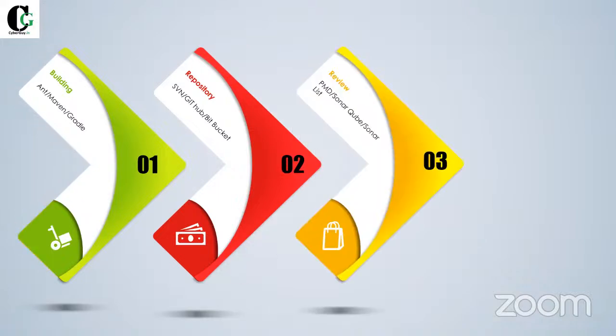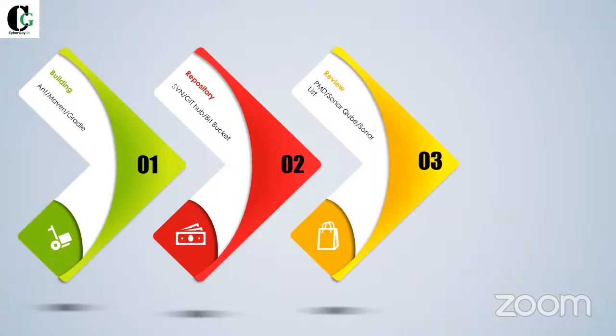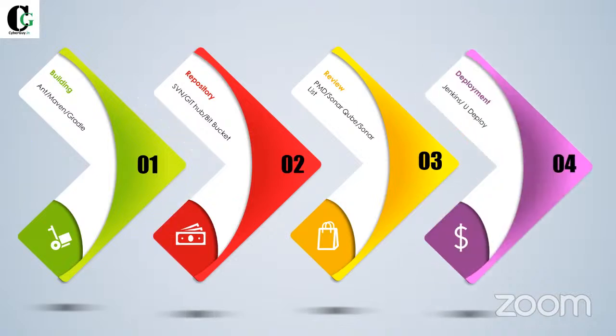And next, we have to review the code. To review the code, we can use PMD, SonarQube, SonarLint. Among those, we are going to discuss SonarQube. Next is code deployment, which can be done through Jenkins or other tools, but in the real-time world people are using Jenkins, so we are going to use Jenkins.